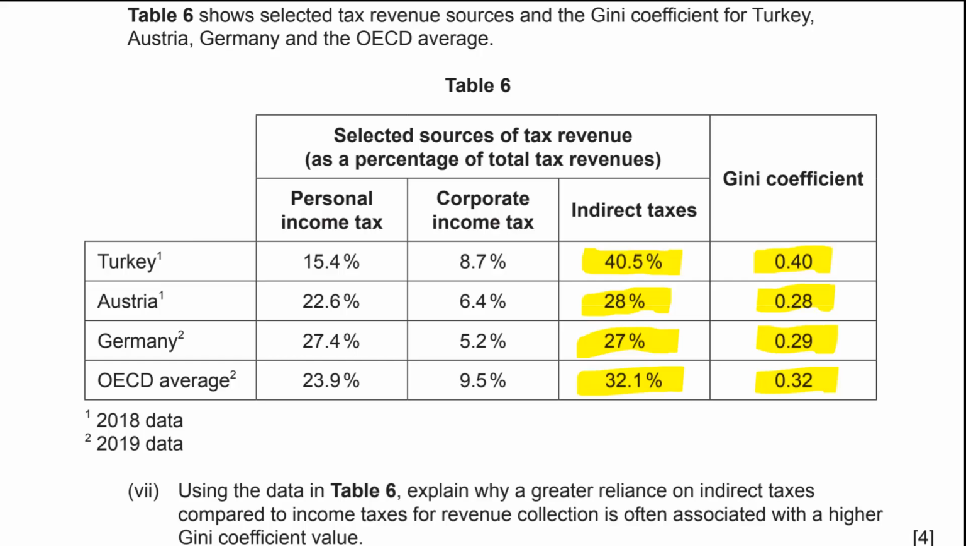In other words, if you derive more of your tax revenue from indirect taxes, then you're going to have a more unequal country. So if you want to equalize the country, you need to have less reliance on indirect taxes and perhaps more on other things like personal income tax and so on. Okay, so that's essentially what this question is asking, right?